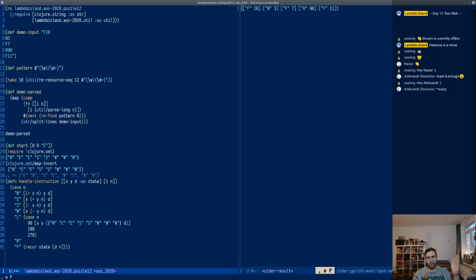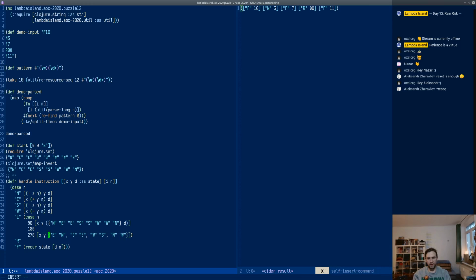So if we're going east, now we're going north. If we're going north, now we're going south. If we're going south, then yeah. If we're going north, now we're going west. Yeah, that looks about right. So this is the one for 270. I mean, going 270 degrees to the left, I guess, is the same as going 90 degrees to the right.